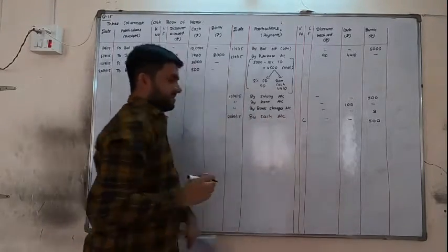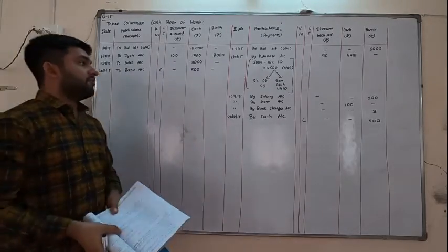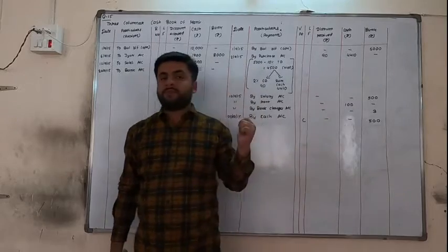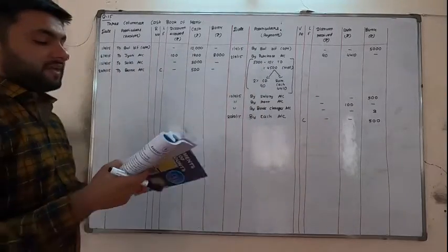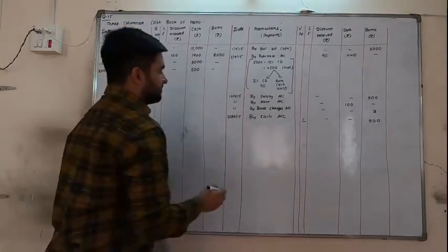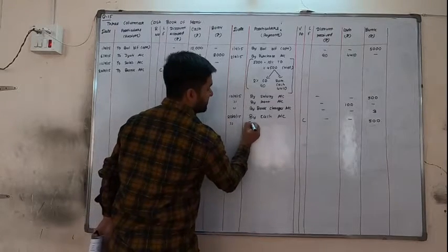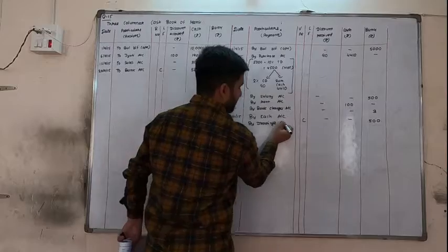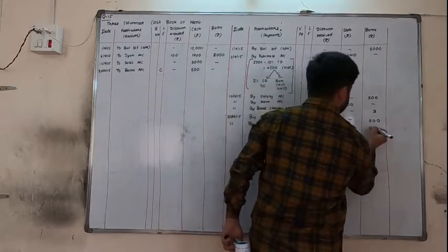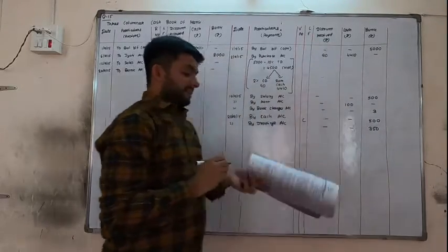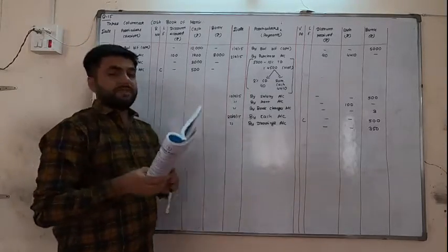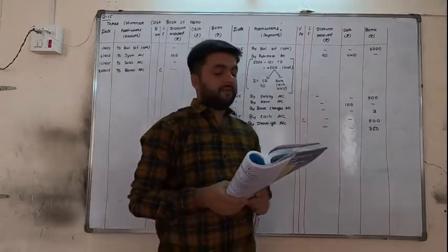So friends, understand my point. Whenever we are withdrawing for office related expense or business related expense, it will be a contra transaction. And also we are withdrawing 350 for personal use from the bank. That will not be a contra transaction. Simply we will show by drawings account 350. But that 500 we are withdrawing for office expense, so it will come in the business. So cash will be debited and bank will be credited.